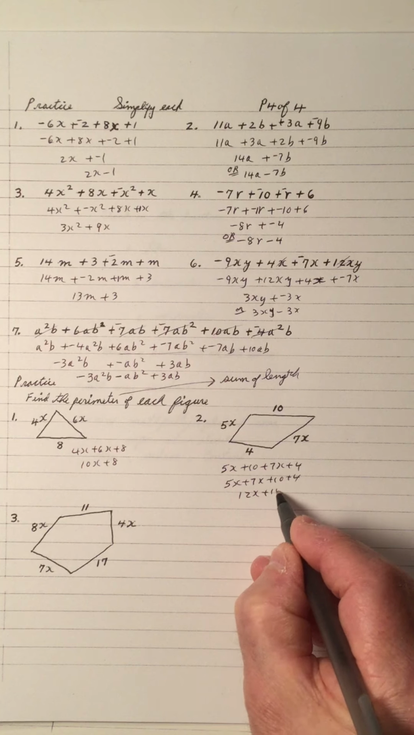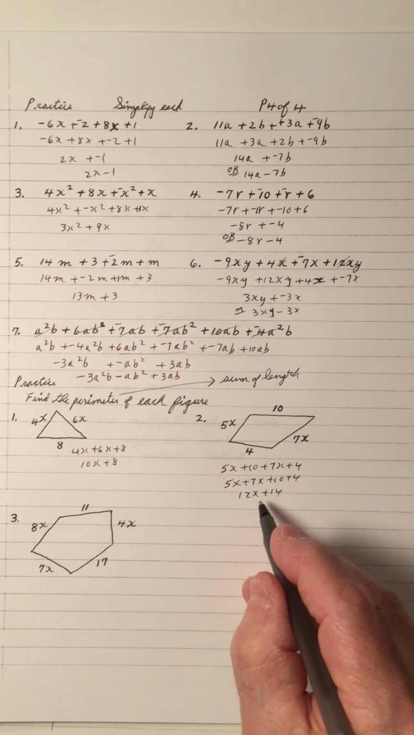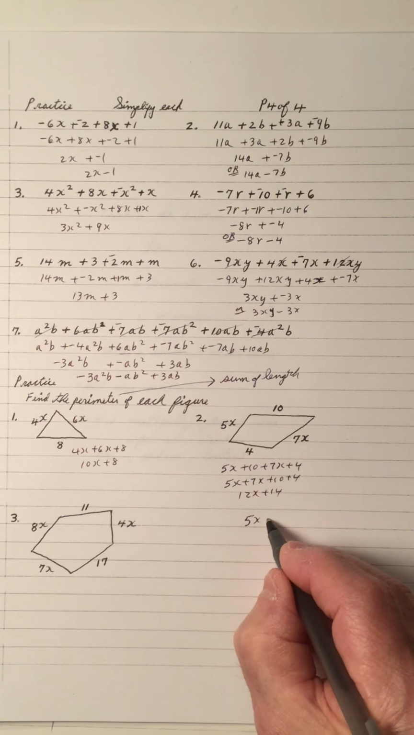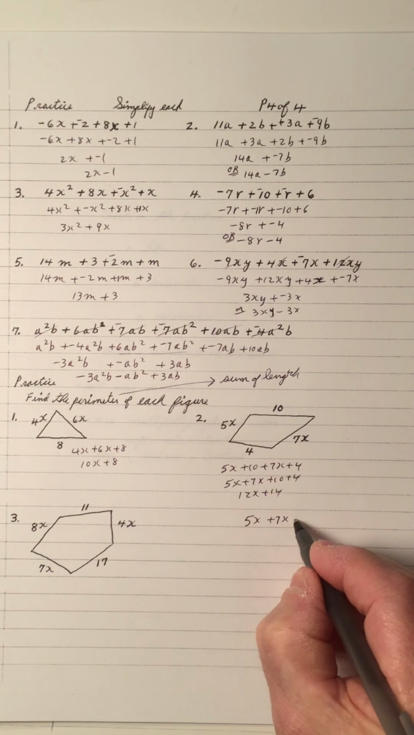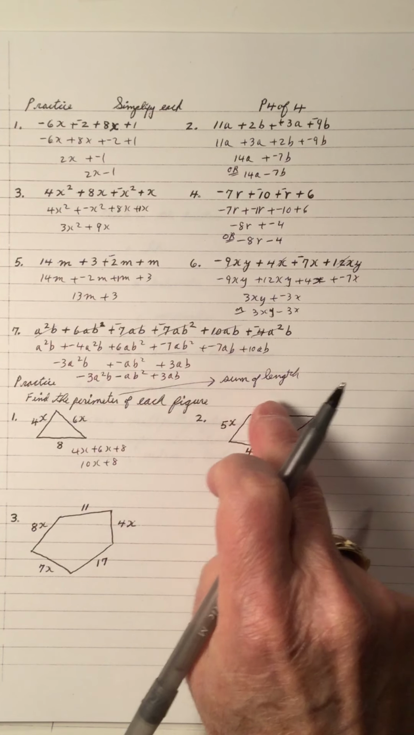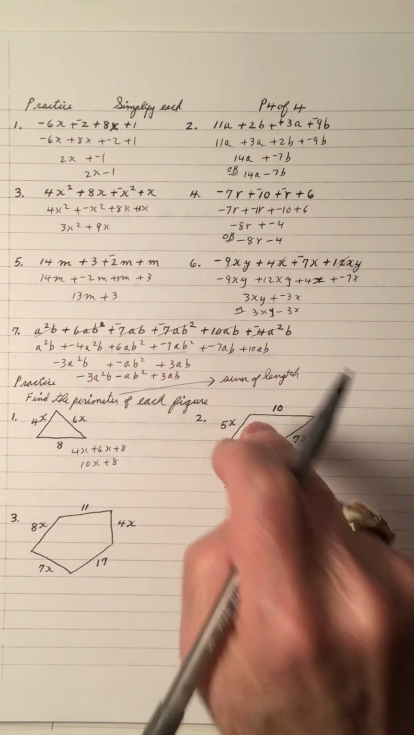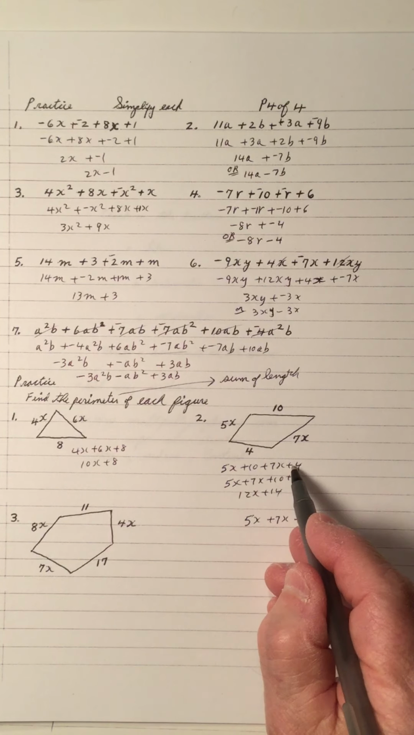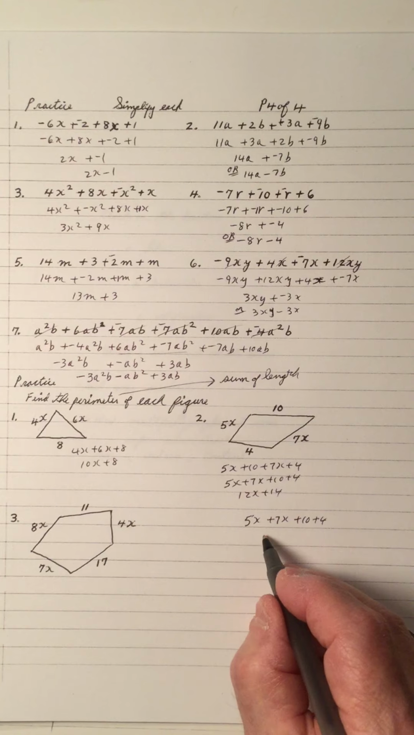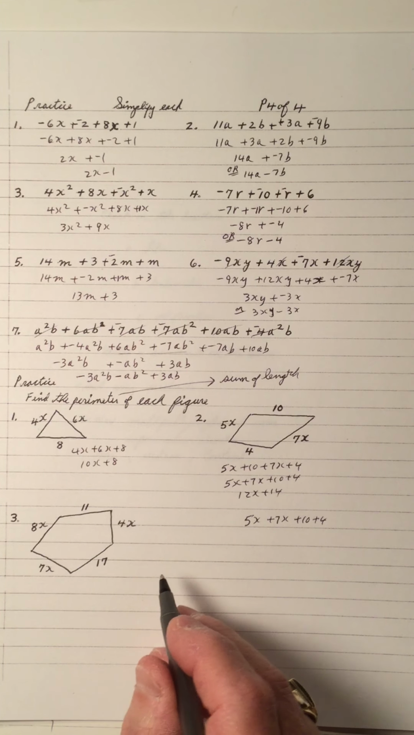12x plus 14. Or if you want, you might want to look at that and say, I got a 5x, and any more like it, yeah, I got a 7x, then I got a 10, and then I got a 4. So as you're looking at these, and you know you got to add them up, group them together. You can write it down like this, and then group them, or you can group them from the beginning and get the answer. It's your choice.